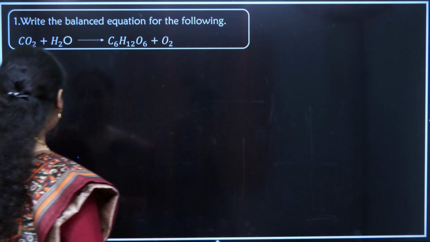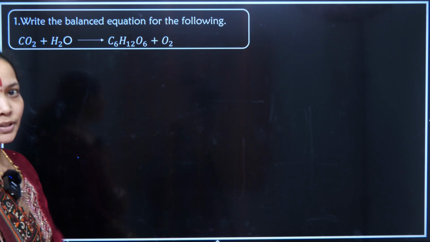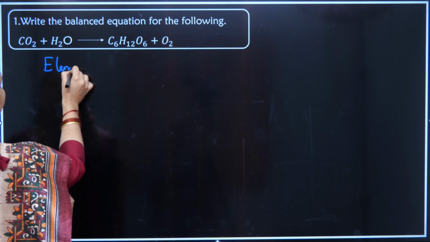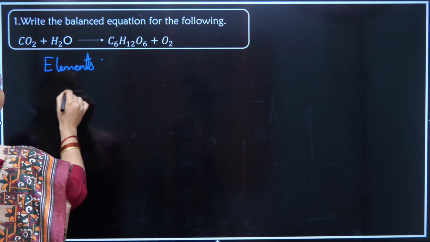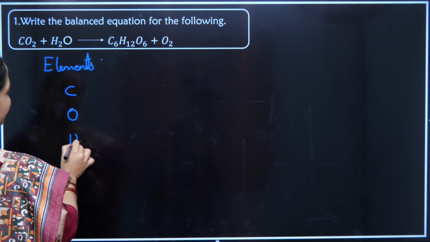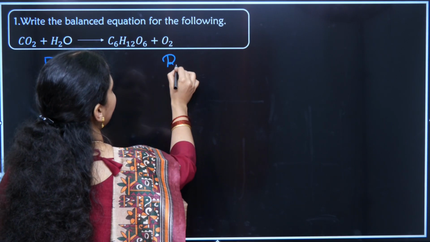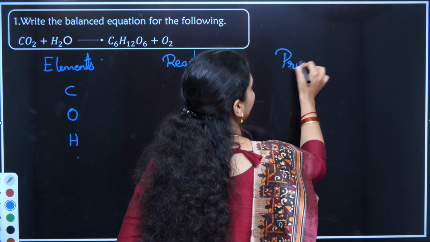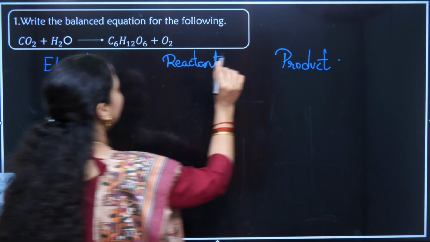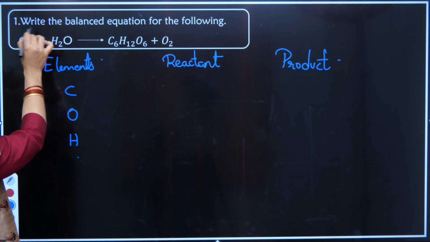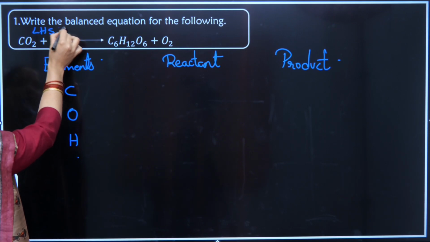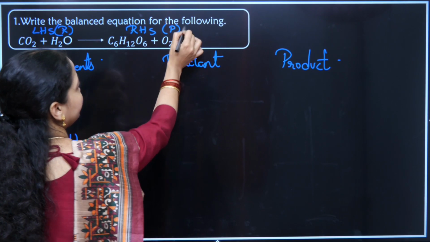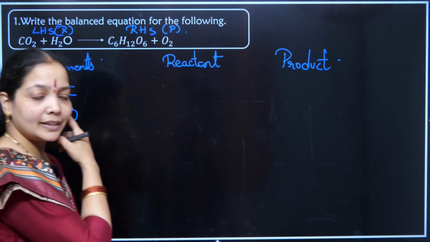So in my previous video you all have learned what are the three columns that you have to make while balancing a chemical reaction. The first column is called an element. What are the elements present here? Carbon, oxygen, hydrogen. Three elements are there. The second column is based on reactant and the third column is based on product. Which is my reactant? The elements that are present on my left hand side, this will be my reactant, and the elements that are present on my right hand side, this will be my product. I am just writing R and P for reactant and product.